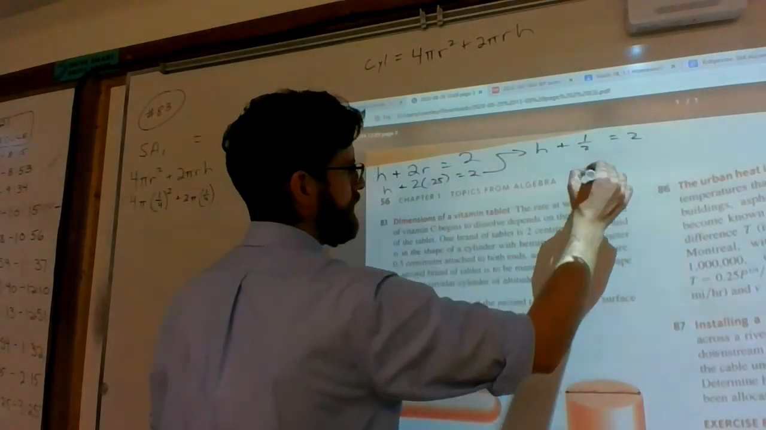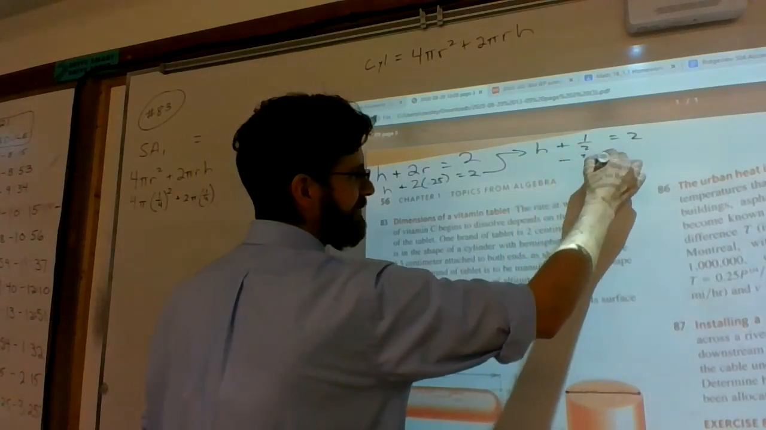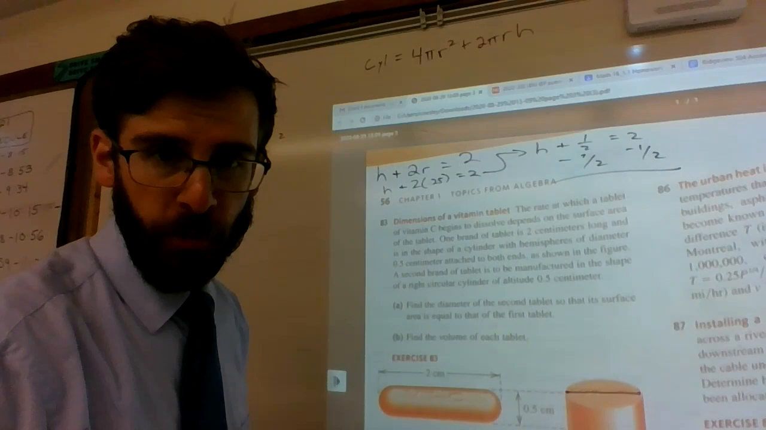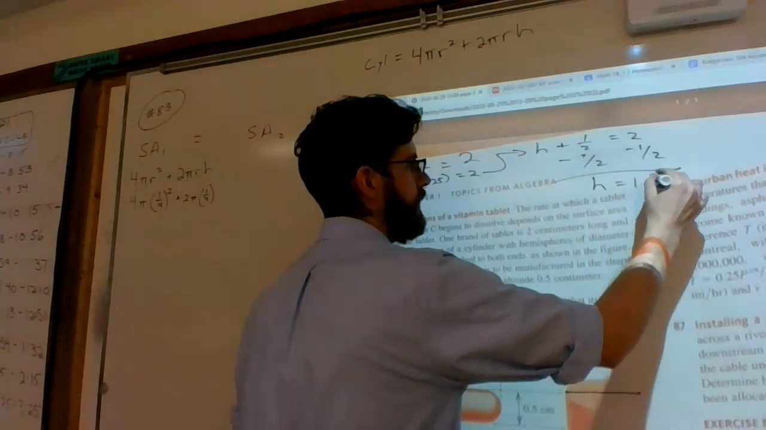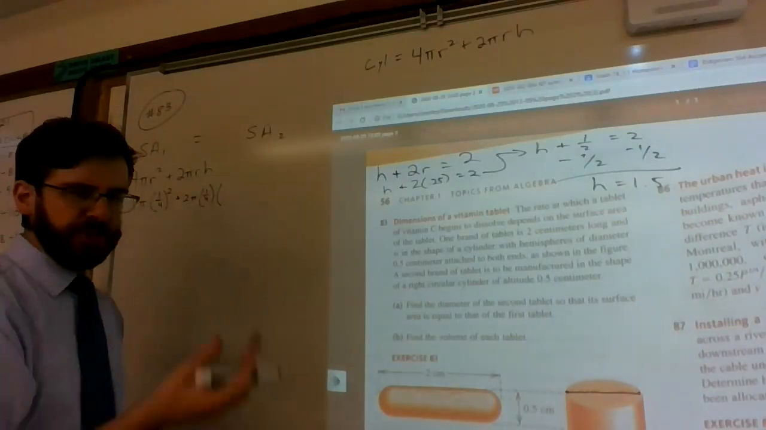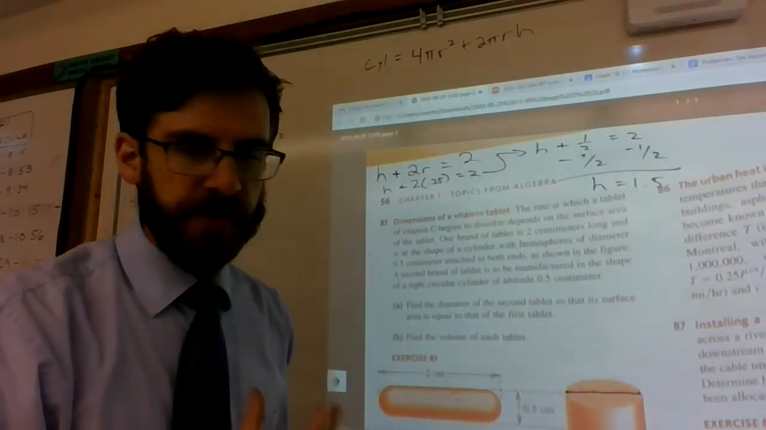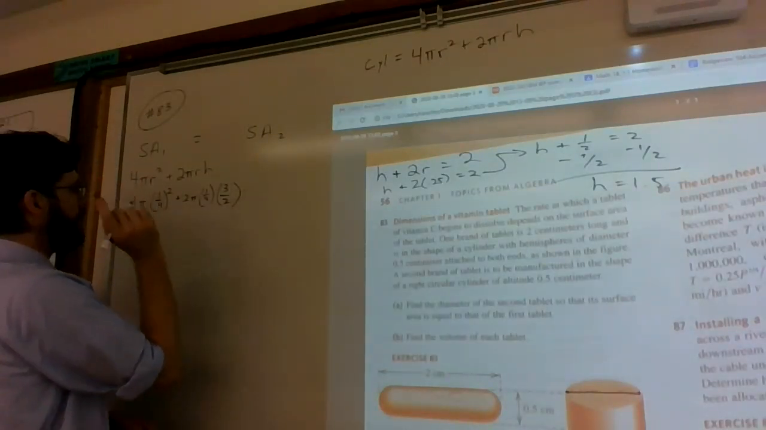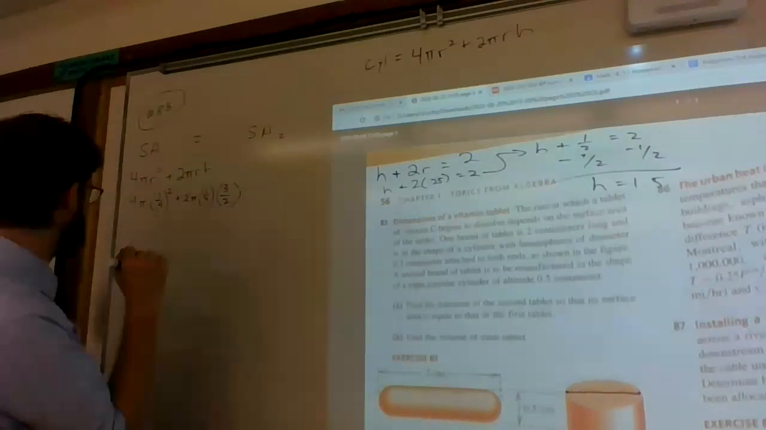So your height is going to be 2 minus a half, which gives you 1.5. All right, so h is 1.5. I like to go with fractions, though, so that's the same as 3/2. All right, here's the left-hand side of our equation.